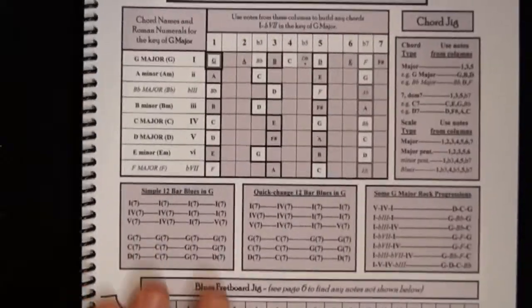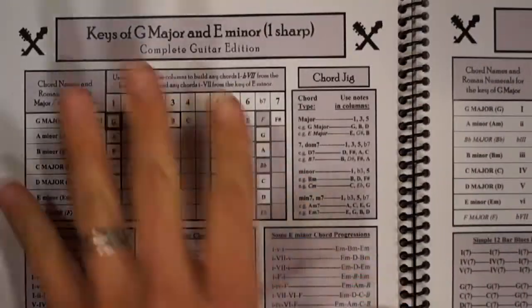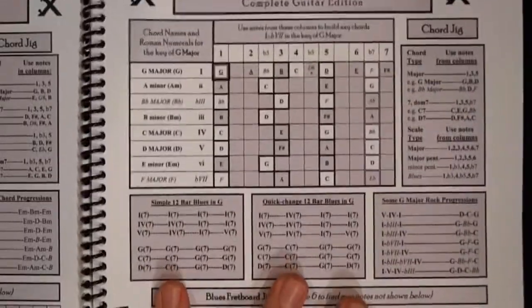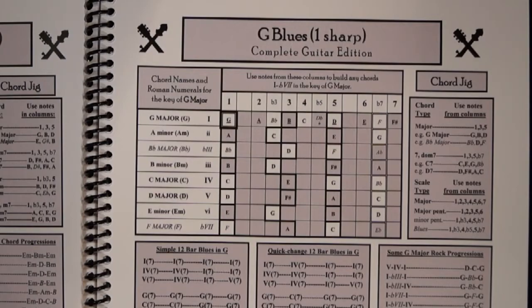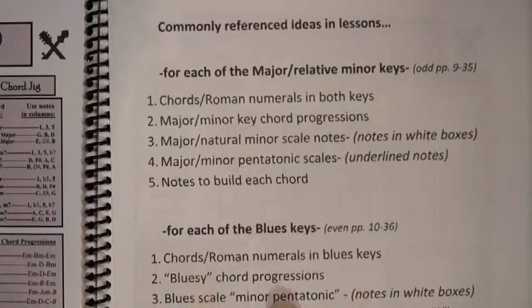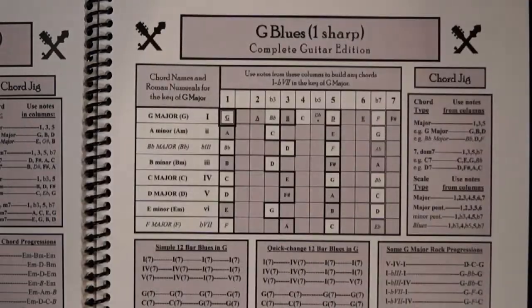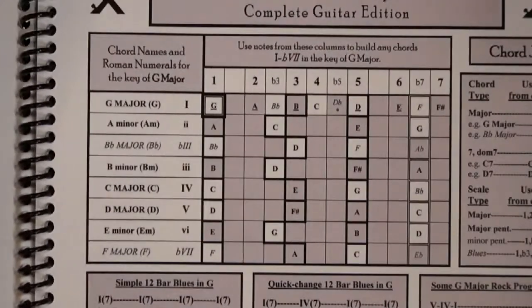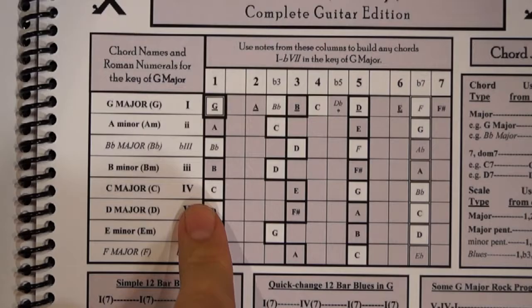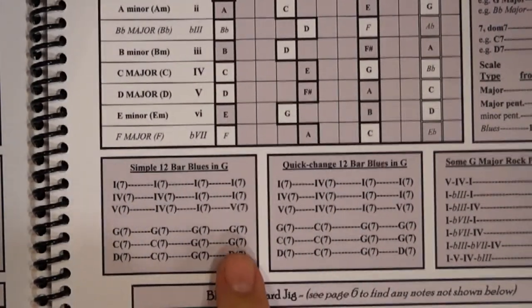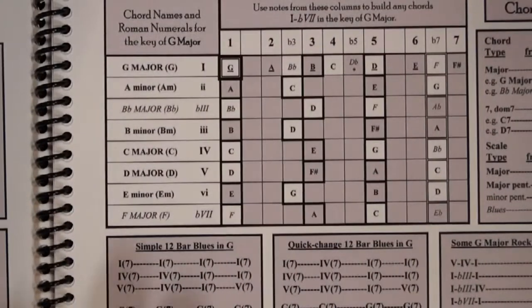Then the second idea is blues scales, and what I was so excited about with this latest edition of my books is that I put the G major page and then the G blues page right next to each other. In blues scales there are several ideas you run across all the time, like what chords and Roman numerals do you play in blues keys? So I can see my 1, 4, 5 chords are G major, C major, D major. Then I can see some progressions that are G blues kind of progressions.